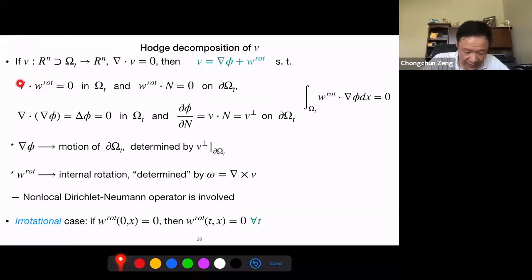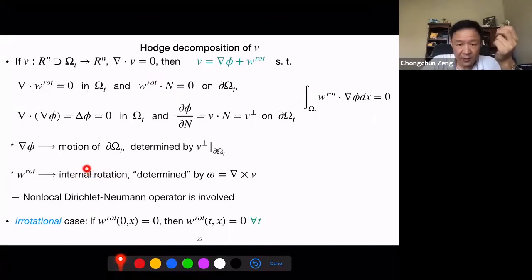So the rotational part is divergence-free, and it has 0 normal component. So the rotational part is volume preserving, and also it doesn't cause any boundary motion. So it's purely responsible just for internal rotation. It has nothing to do with the motion of the domain, the movement of the domain. It only controls internal rotation. And so it's determined by just the vorticity.